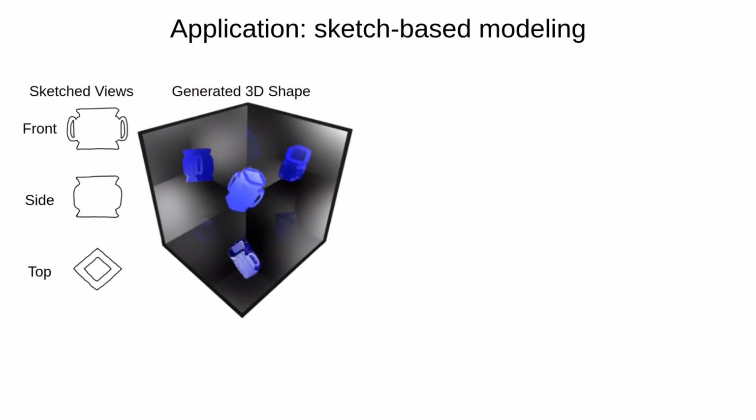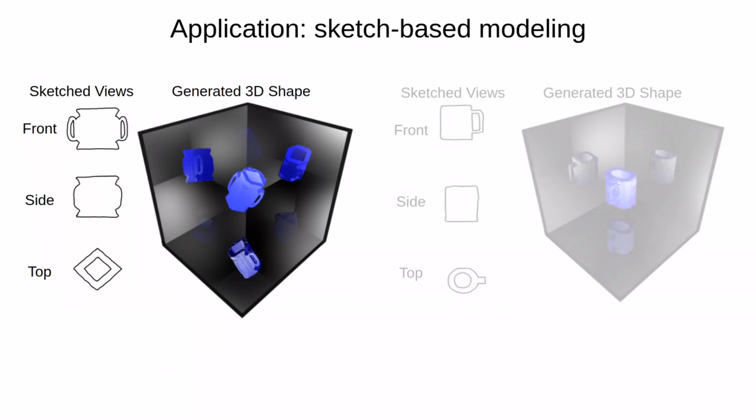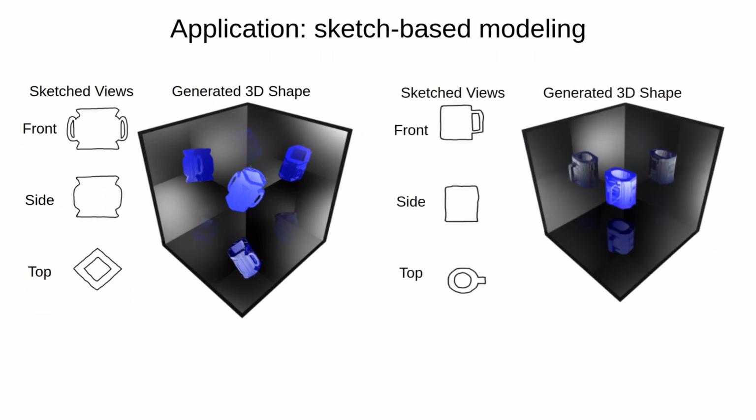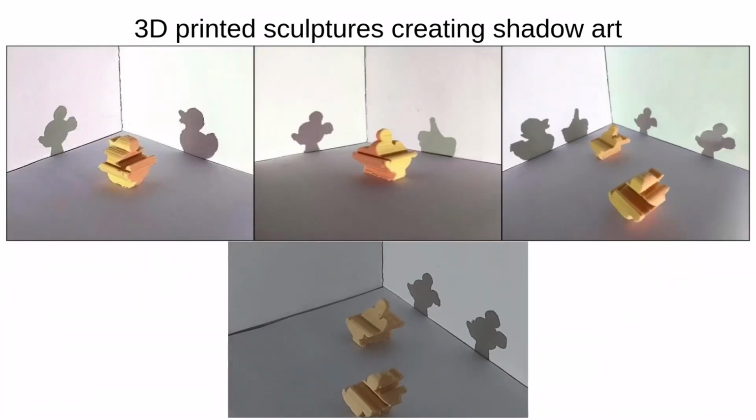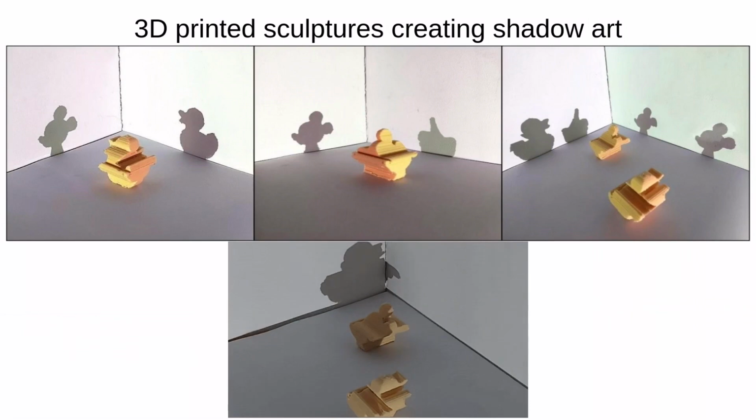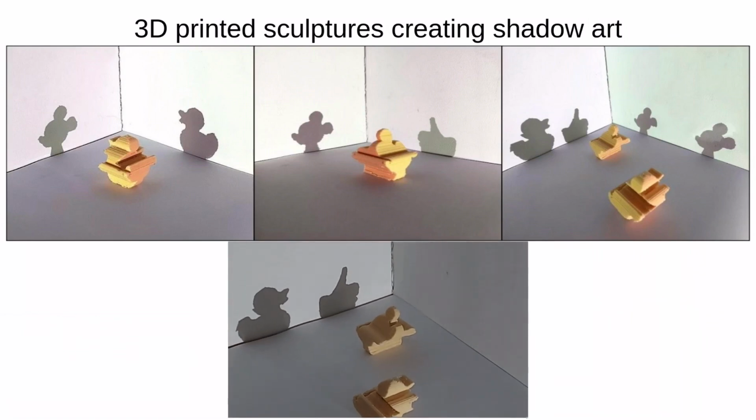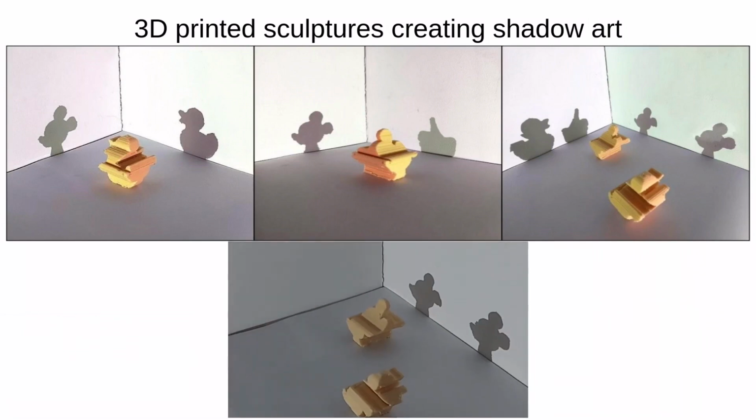Another interesting extension to our work is towards sketch-based modeling, where we use hand-drawn sketches of a shape from different viewpoints to automatically create the underlying 3D object. Finally, we demonstrate the physical realizability of our method by 3D printing some of the resulting sculptures to generate some real shadow art effects.